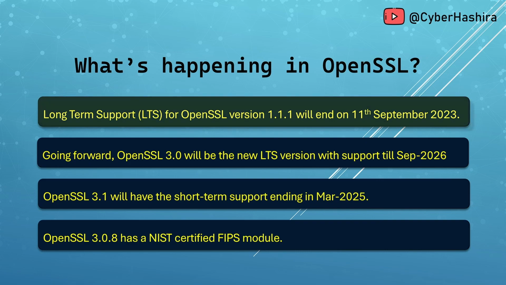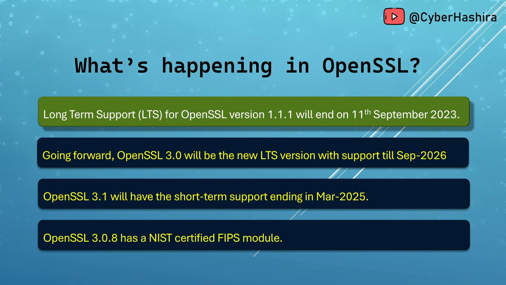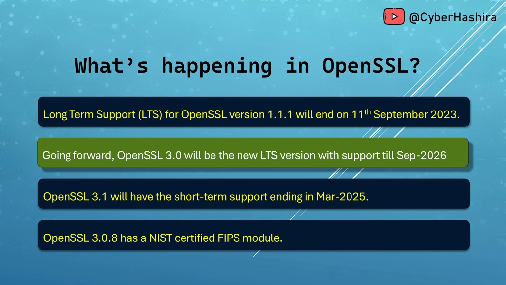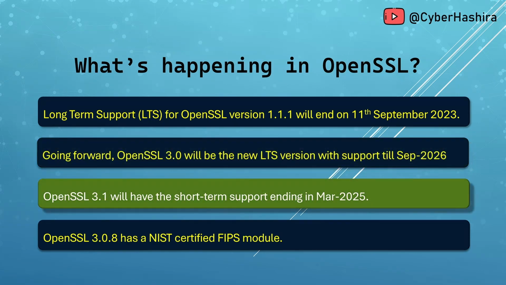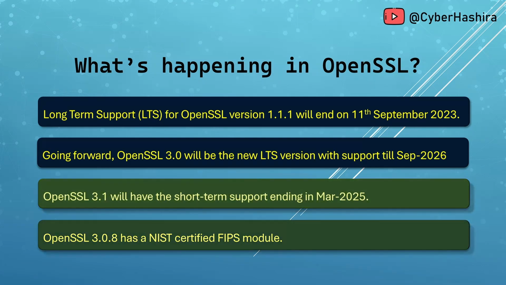A quick update. The 5-year long-term support or LTS for OpenSSL version 1.1.1 is ending on September 11, 2023. This is something you need to be aware of. OpenSSL version 3.0 is the new LTS release. Support for OpenSSL 3.0 will continue till September 2026. OpenSSL version 3.1 will have a short-term support. The support for OpenSSL 3.1 will end on March 2025.